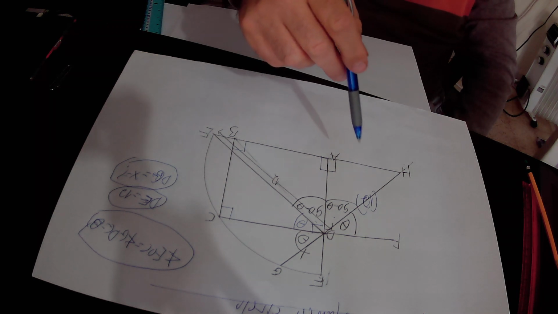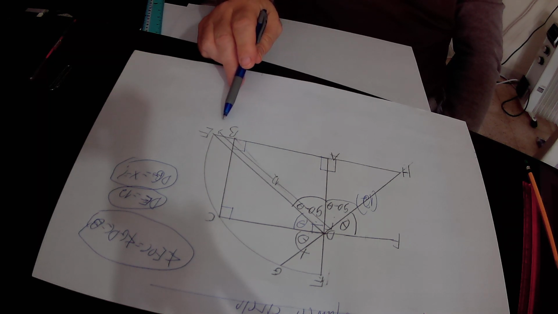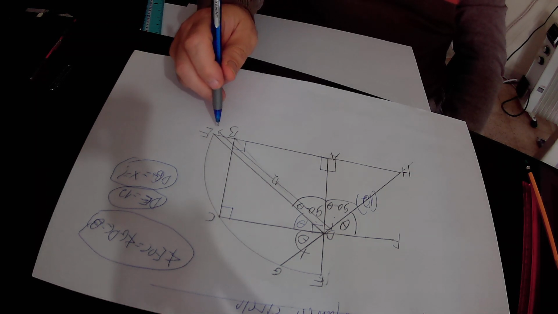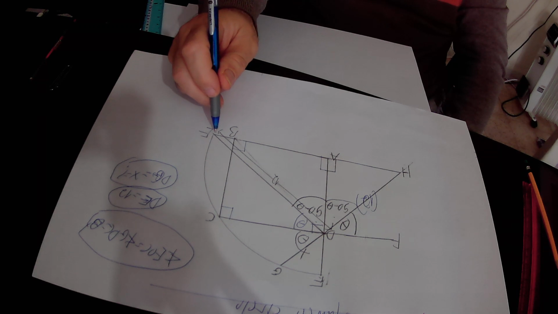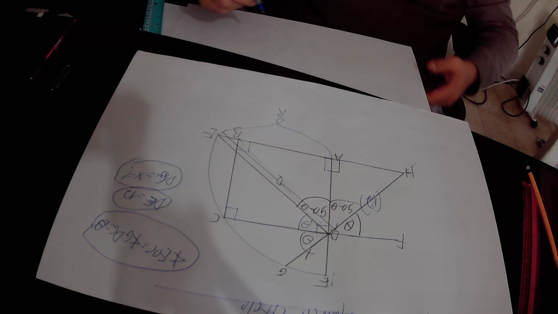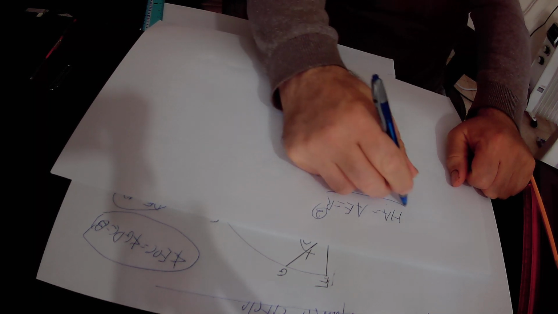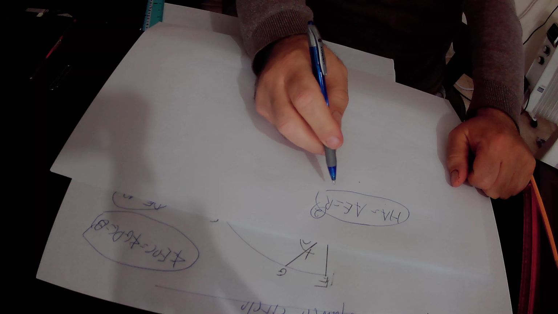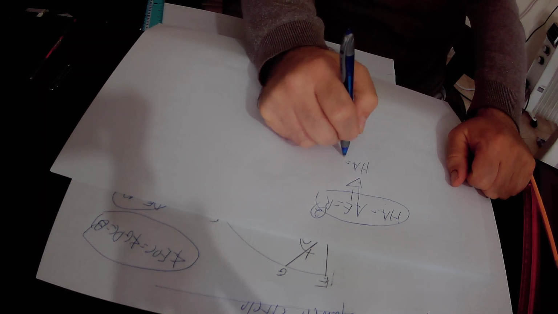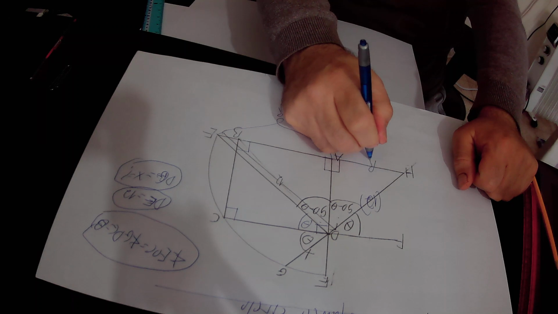But we know that AFE is a quarter circle, and therefore AE must be the radius of the quarter circle. We define the radius of the quarter circle as capital R. So AE equals capital R according to our definition, and from this equation, we derive that HA must also be equal to capital R. And AG equals capital R.